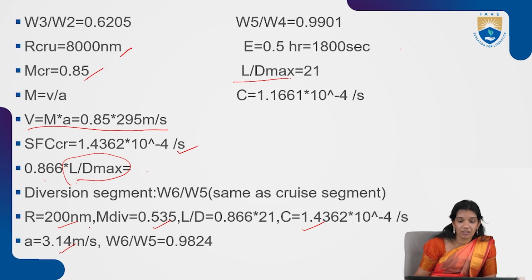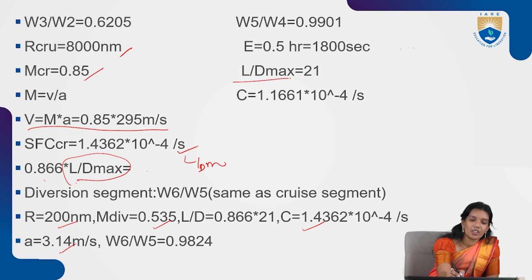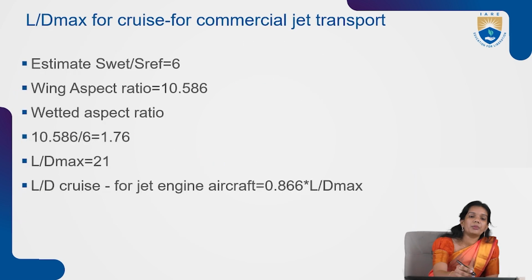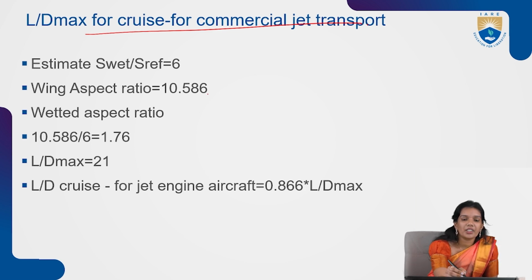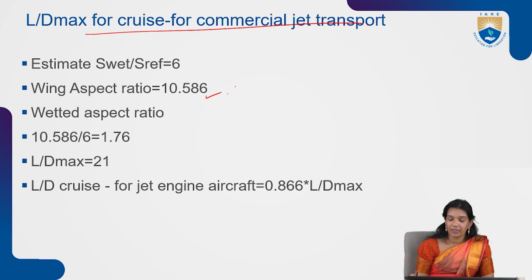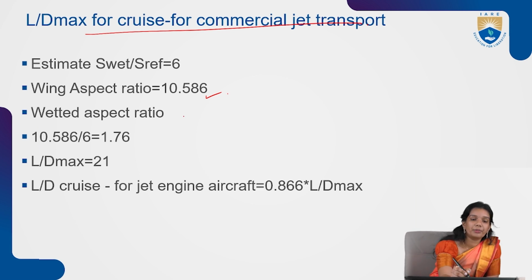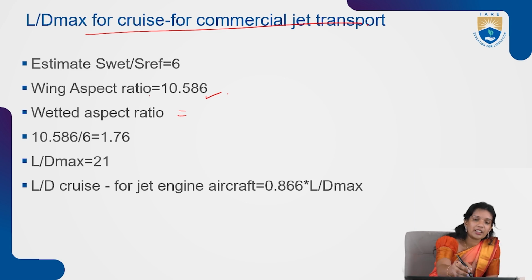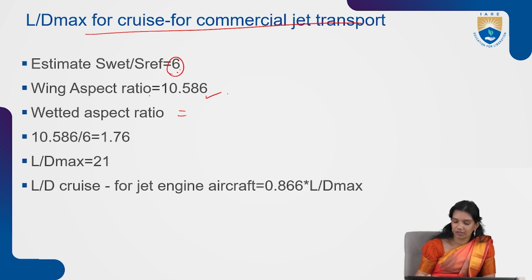Before finding that out, I want to find out L by D max. How do I find out L by D max? In order to estimate L by D max, the wing aspect ratio is mentioned in the question, which is 10.586. From that, my weighted aspect ratio is going to be wing aspect ratio divided by S weight by S reference. Now how did I get that particular number 6? Let us go and see that.